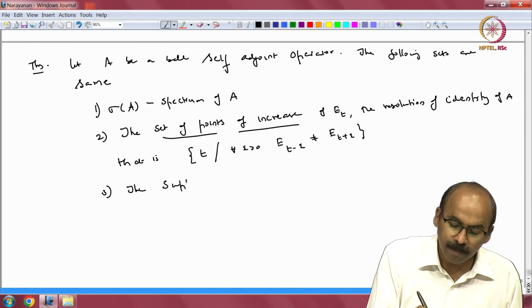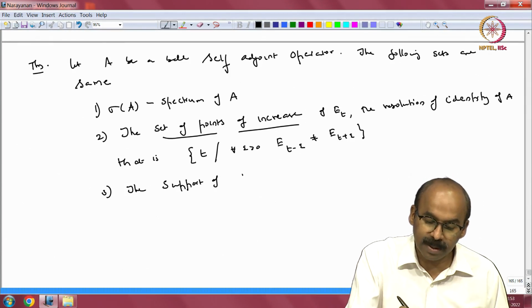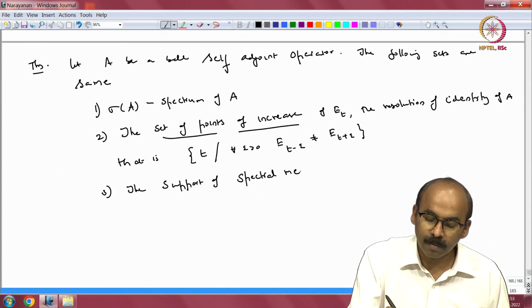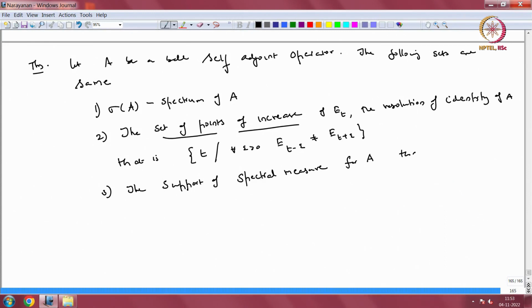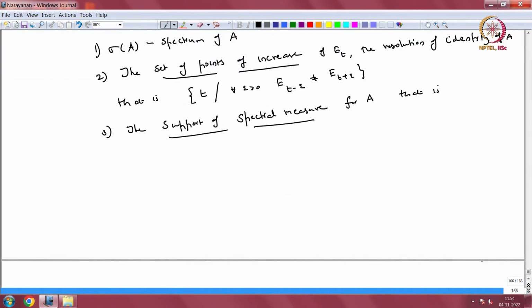Three: the support of the spectral measure for A. I did not define what a spectral measure is, but this is simply the measures that appear in the multiplication form for A. So, remember A can be realized as multiplication by x on some L2 space, right, or a direct sum of L2 spaces with respect to certain measures. So, let me write down that it is: you look at the union of the supports of all those mu j over j and take the closure.